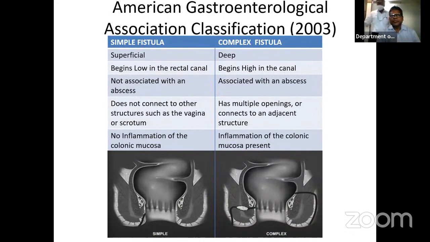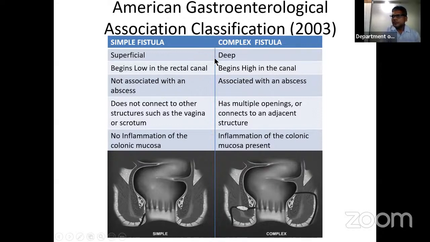Another classification, which is not anatomical but mostly clinical, is the American Gastroenterological Association classification, which was developed in 2003. A simple fistula or a complex fistula. The characteristics of a simple fistula are that it is superficial, begins low in the rectal canal, is not associated with an abscess formation, does not connect to other structures such as the vagina or scrotum, and there is no associated inflammation of the colonic mucosa. This is the pictorial diagram showing the simple fistula formation without any associated symptoms.